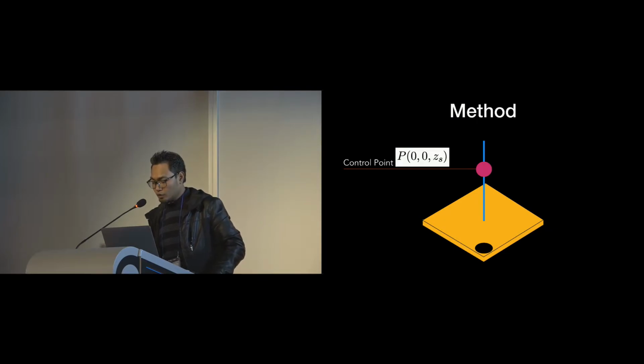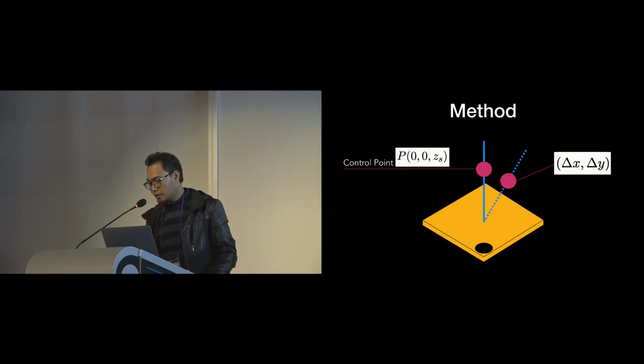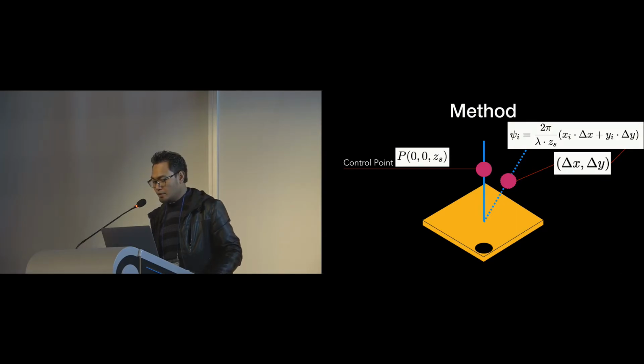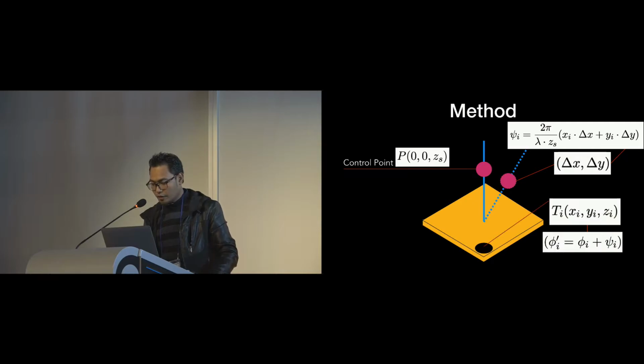Now, if we control it using a control point, let's say the control point is P, at (0, 0, Zs). In this case, we try 60 mm. Now we want to shift it by delta X, Y, and this is the equation for it, which is psi. The final phase delay will be phi with psi, so you will be able to shift it.